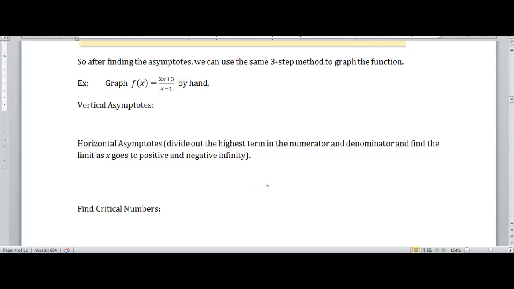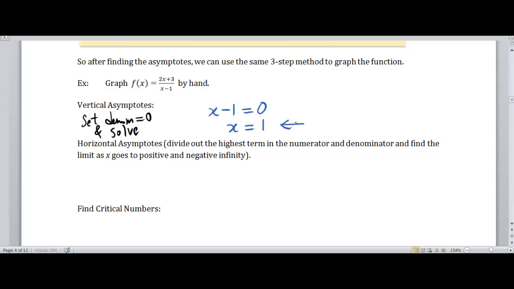So first thing you want to do is find the vertical asymptotes. To find the vertical asymptotes, set the denominator equal to 0 and solve. Okay. So we have x minus 1 equals 0. So therefore x equals 1. That is my vertical asymptote.